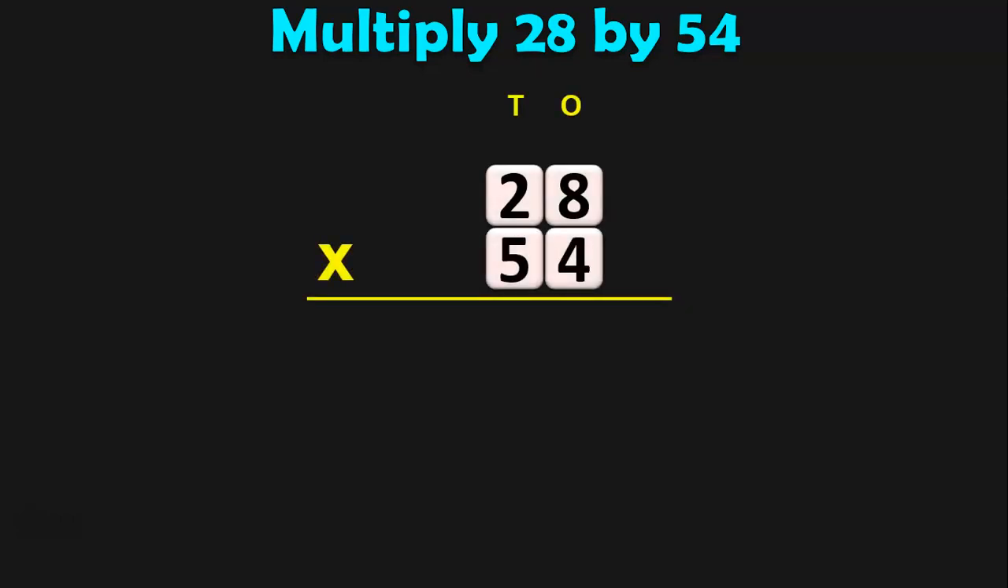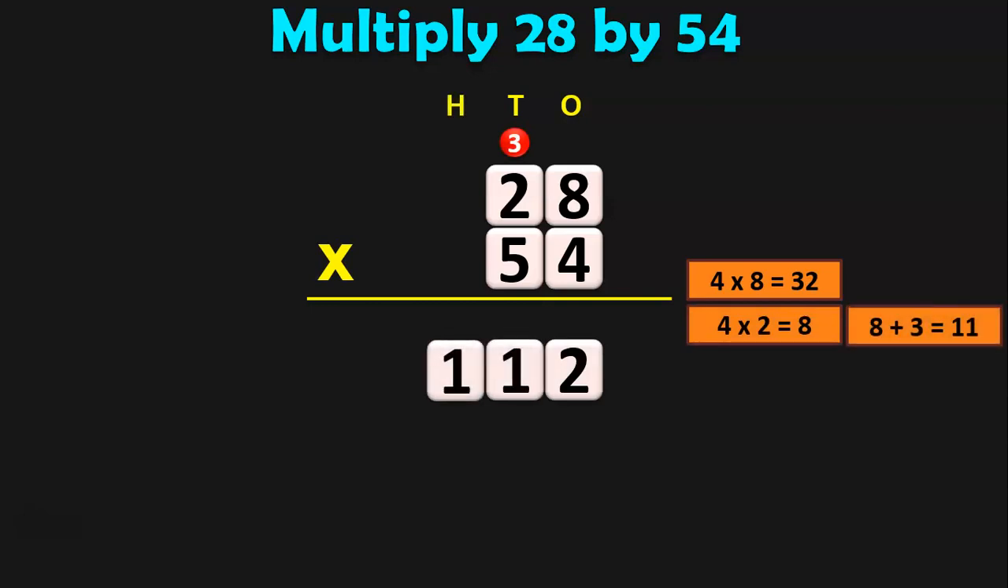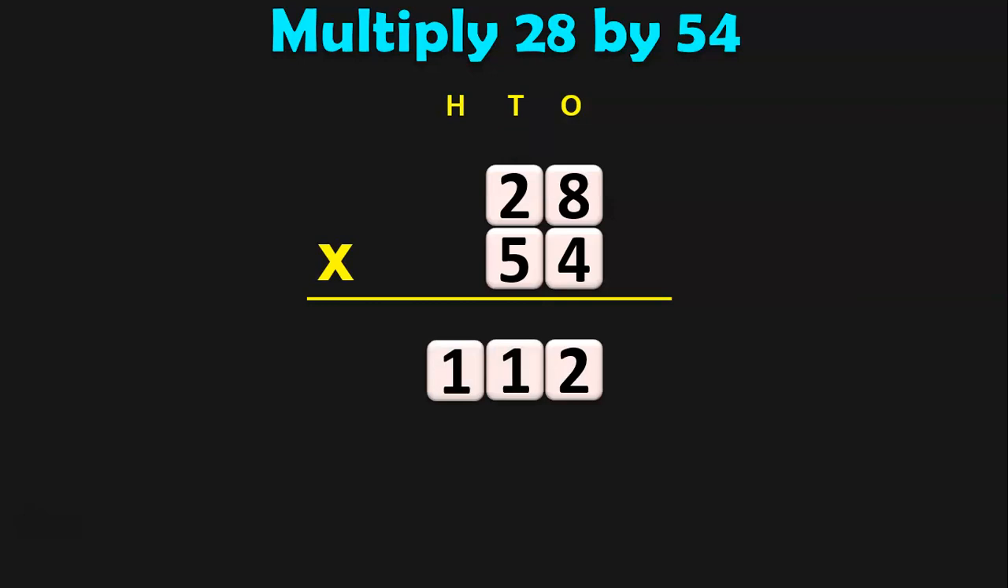So write down the numbers one below the other in the respective place values. Begin multiplication from the ones place. First you're going to do 28 by 4. So 4 into 8 is 32. 2 carry over 3. 4 into 2 is 8. 8 plus 3 is 11. 1 and the next one will move on to the hundreds place. So you get 112 as the answer when you multiply 28 by 4.